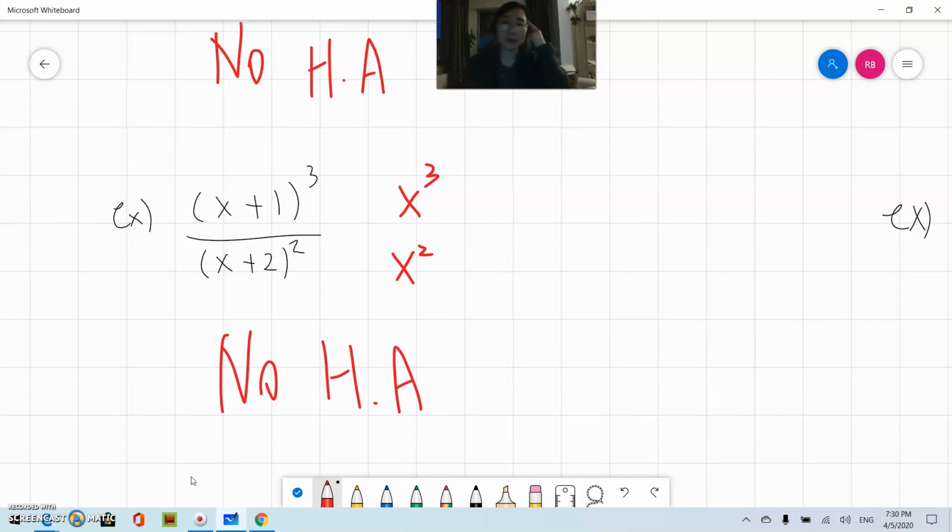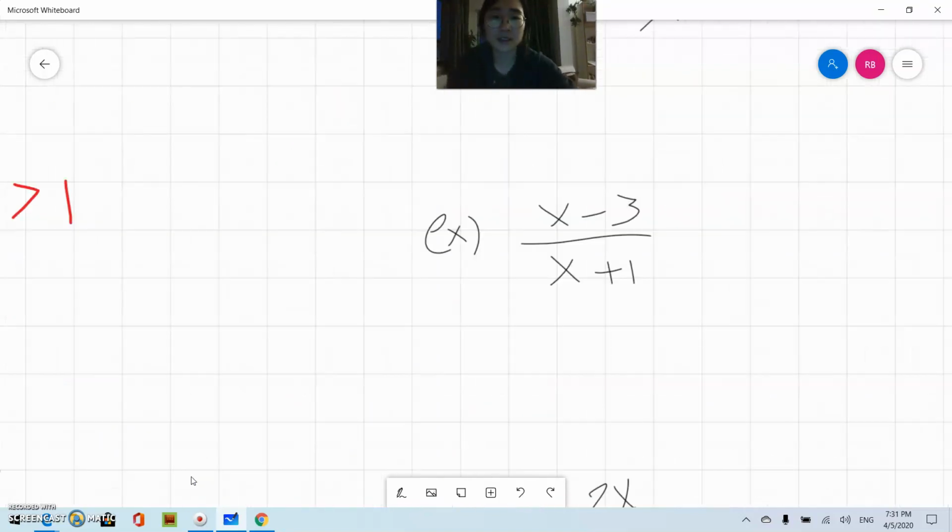Okay, so hope you remember, whenever the degree of the numerator is greater than the degree of the denominator, then there is no horizontal asymptote. Okay, let's look at these three.